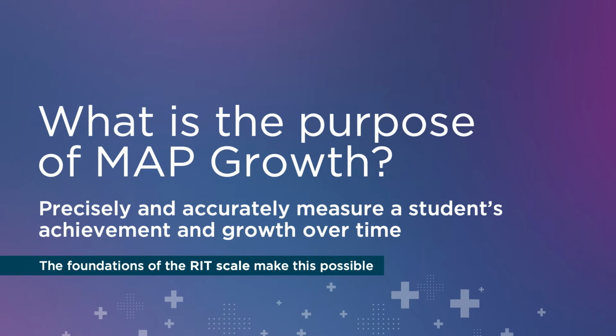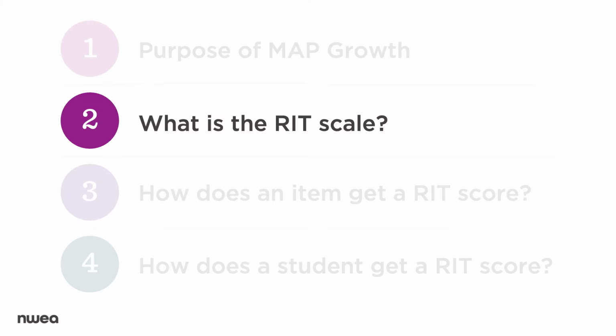We've established why purpose matters for any assessment and identified MAP Growth's specific purpose, to precisely and accurately measure student achievement and growth over time. Now the question becomes, how is this actually possible? What makes MAP Growth different from other tests you might be familiar with? The answer lies in the RIT scale and its unique properties. Let's dive into what makes this scale so powerful for measuring growth.